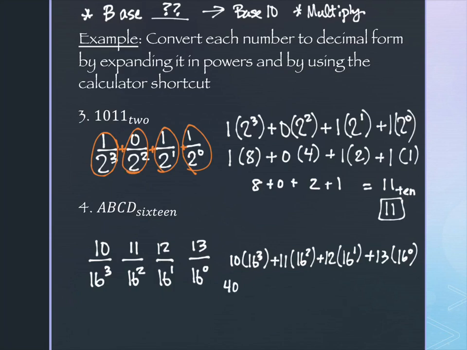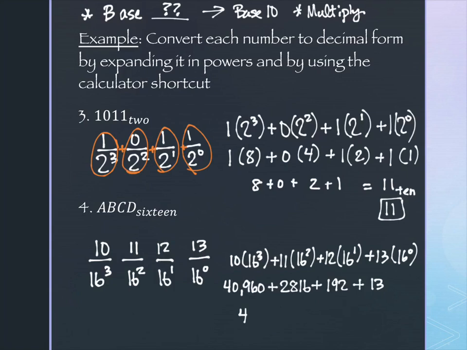I have 40,960. And if I multiply 16 squared times 11, I have 2,816. 12 times 16 is 192. And then 13 times 16 to the 0 is just 13. And if I add them all together, what do you get?